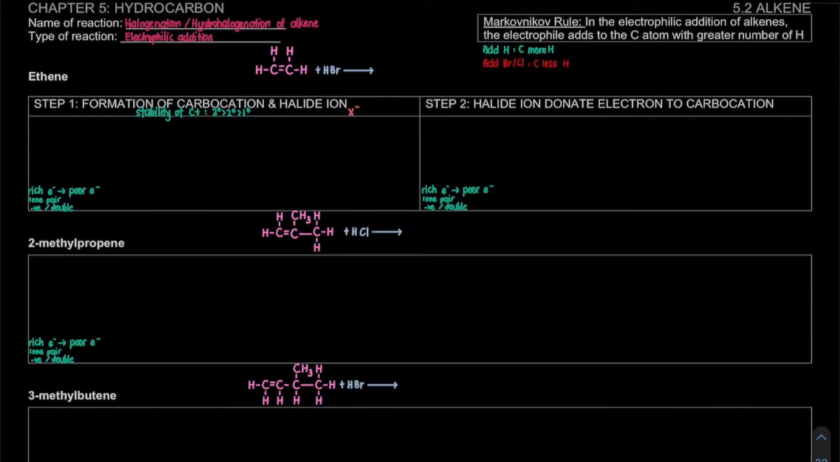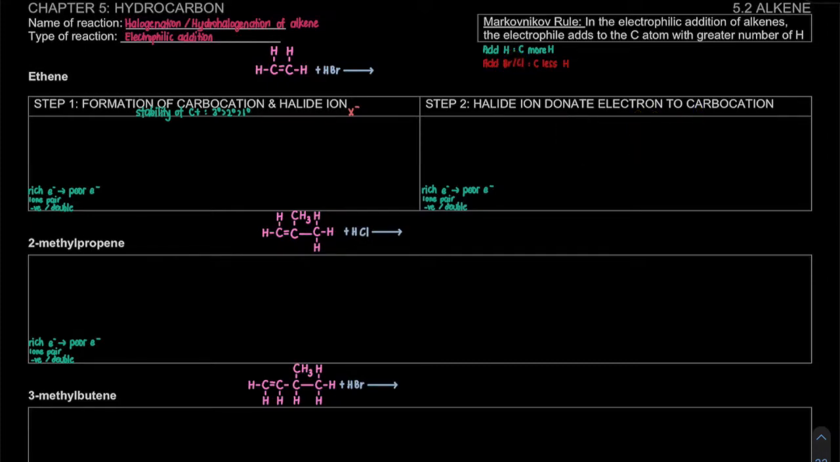For the electrophilic addition of hydrogen halide, the name of the reaction is halogenation or hydrohalogenation of alkene. This reaction is electrophilic addition because remember our alkene is an electron-rich site. So here we have our nucleophilic site. What species will be added to our nucleophilic site? Our electrophile, hence electrophilic addition. For hydrohalogenation, we're going to add hydrogen, and another one we're going to add is our halogen. The halogen can be bromine or chlorine.